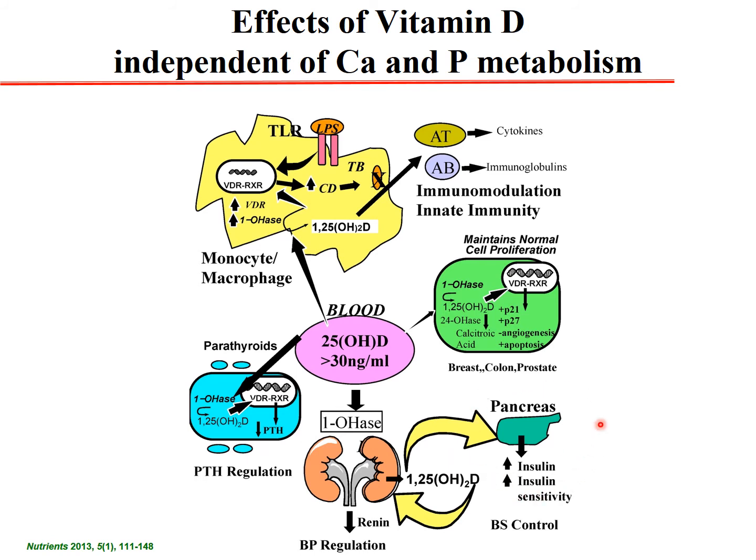Also, it is important to regulate insulin sensitivity, for example in the pancreas, so it can prevent the development of diseases such as diabetes mellitus, type 1 or type 2. It also affects the parathyroid gland, and it regulates vitamin D synthesis, blood pressure, and renin release as well. So it has much more effect than only on calcium and phosphate metabolism.